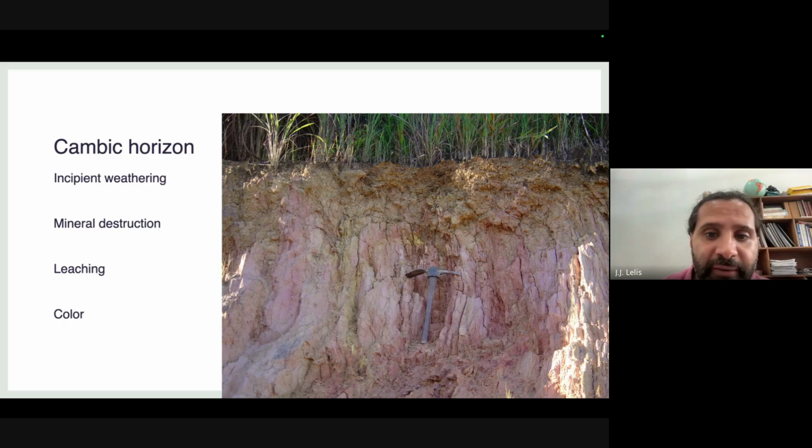The Cambic horizon is the last diagnostic horizon that we have, and should be the last diagnostic horizon that we think about when we are classifying a horizon.